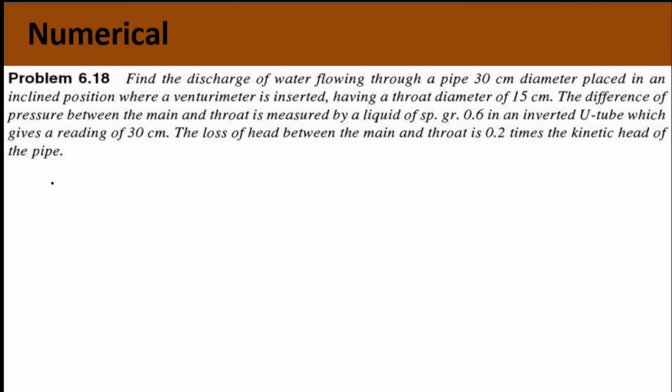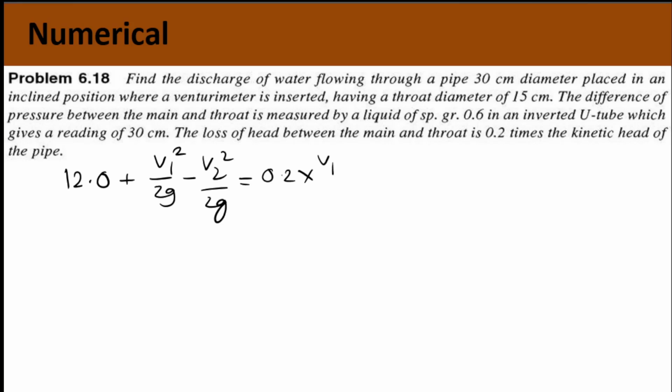So we can get from here 12.0, the value of H for P1 by rho G plus Z1 minus P2 by rho G plus Z2, plus V1 square by 2G minus V2 square by 2G is equal to, what is the value of HL? So 0.2 into V1 square by 2G. So what we are getting here, this is the relation number, suppose, 1.